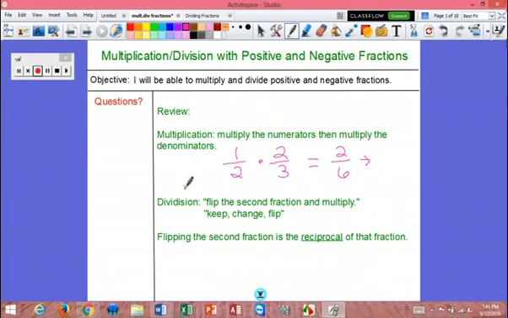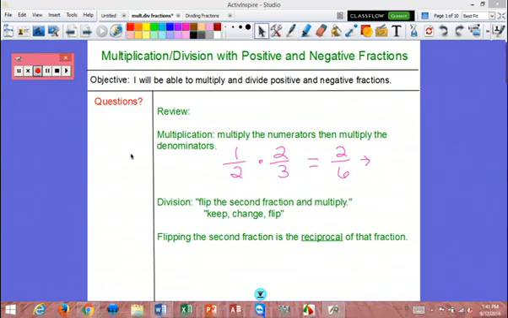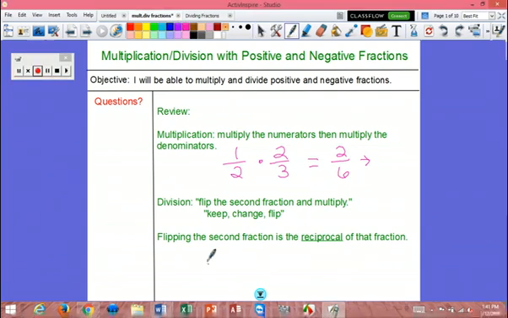If we have division, and there is a spelling error here and that's going to bother me, let me fix that. Okay, that's better. So if we are dividing fractions, what we do is we flip the second fraction and we multiply. And you may have heard of keep, change, flip. So, for example, if we had 1/2 divided by 2/3, we would take the reciprocal of the second fraction, which would be 3/2, and then we would change it to a multiplication problem. And that first fraction stays the same. And then we would follow our multiplication rules and simplify from there.